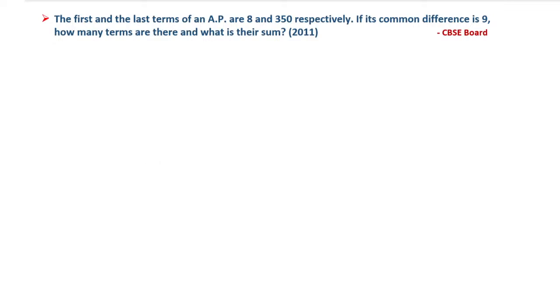Here they have given the first term and the last term. Remember, the first term is given as a1 is 8, and similarly they have given an, that is the last term, 350. The first and the last term of an AP are 8 and 350 respectively. Again here they have given the common difference also, d is equal to 9. So you have to find how many terms are there, which is easy to find, and also you have to find the sum of all the terms.